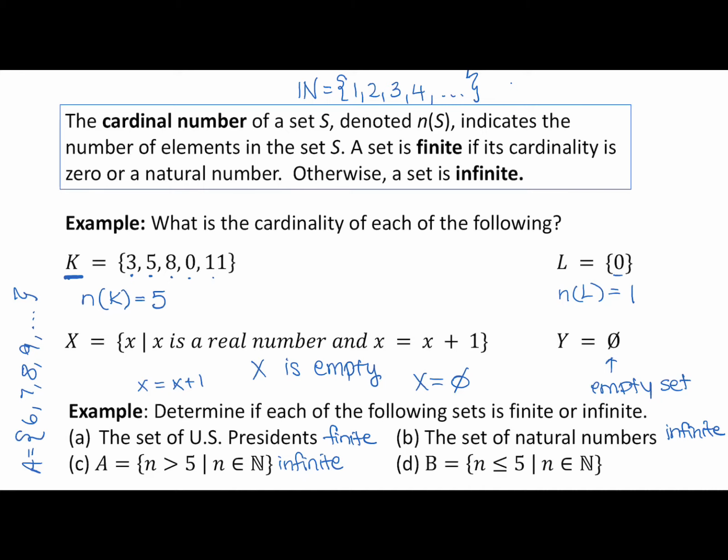And finally, what about B equal to the set of n less than or equal to 5 such that n is a natural number? Well, here, what lives in B? Well, there's 1, 2, 3, 4, and 5. So is that infinite or finite? Well, we can count the numbers here. There are 5 numbers, so that's finite.